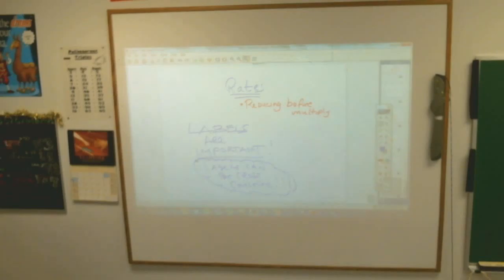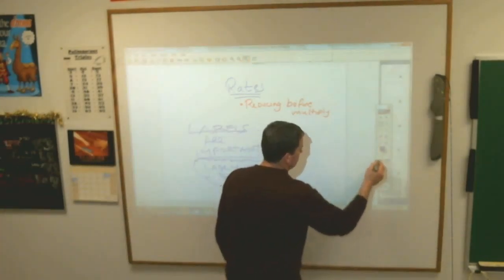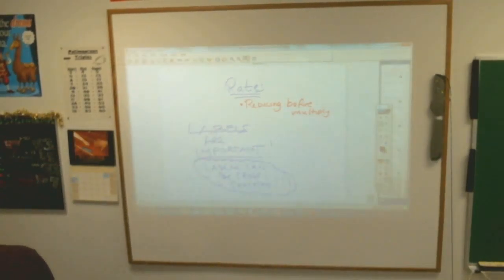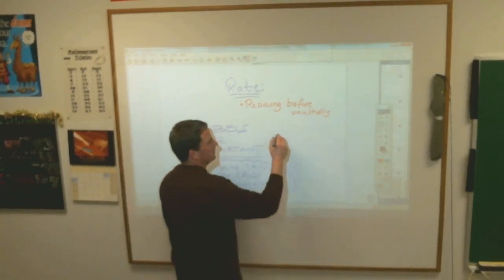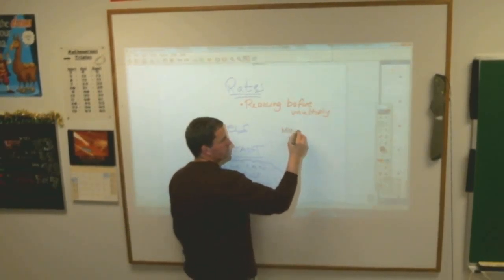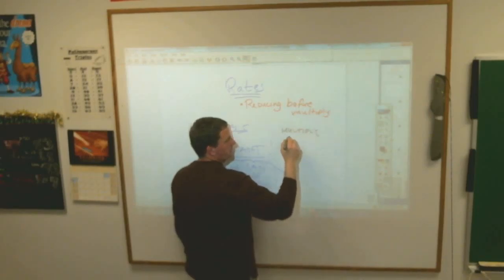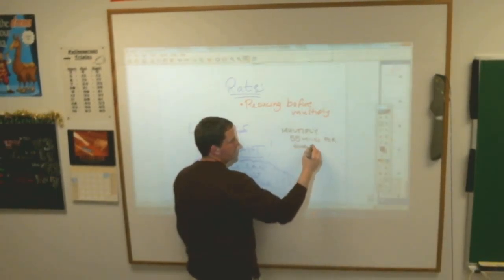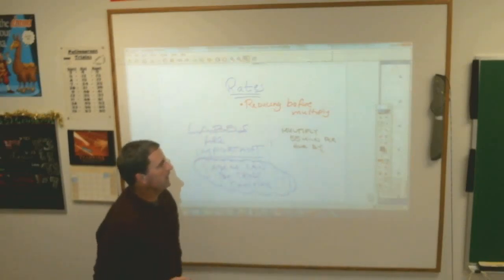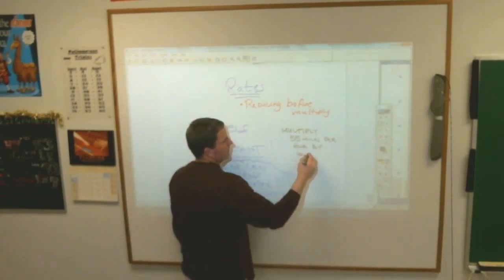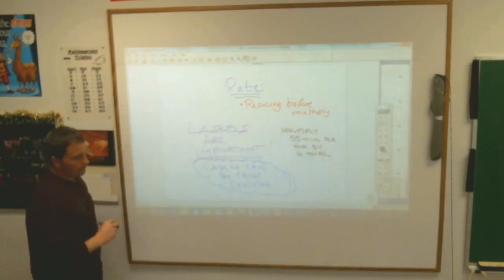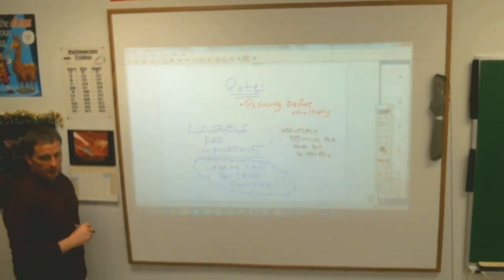Are you ready? Prepare to be excited about math one more time. Here's the problem. Multiply 55 miles per hour by 6 hours. Write this out in words. Multiply 55 miles per hour by 6 hours. Everybody with me? Don't lose me here.